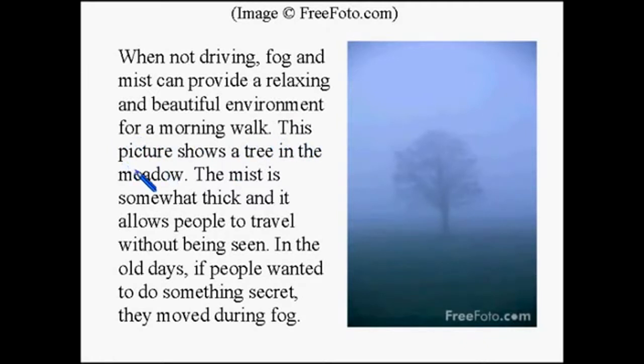This picture shows a tree in the meadow. The mist is somewhat thick and it allows people to travel without being seen. In the old days, if people wanted to do something secret, they moved during fog.